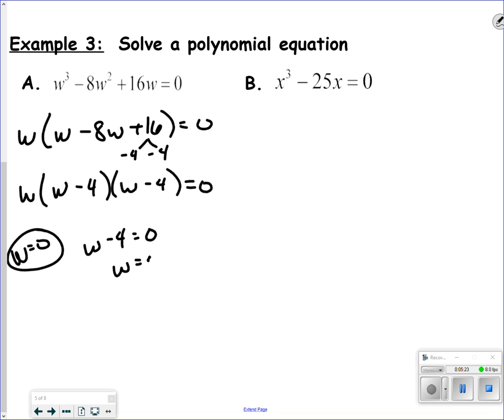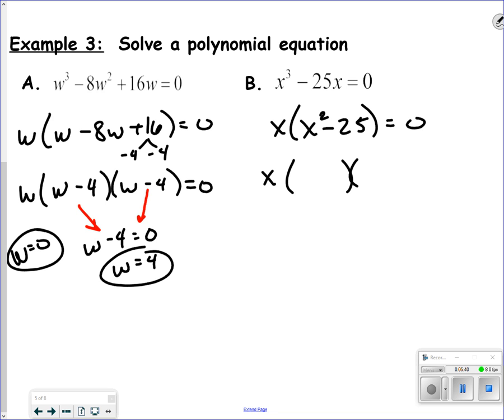And the only reason I didn't do this one again is because it's the exact same equation twice, so I didn't have to necessarily do this one twice. Okay, so you have 0 as one answer and 4 is your other. So the next one, I can take out an x. That's my GCF.